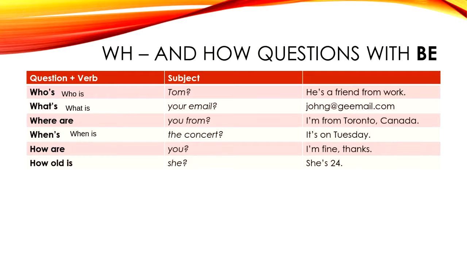So we have who, that is for people. What, that is for general things, objects, general information. We have where, that is for place. We have when, that is for time. And we have how, then in this case it's to ask for some information. Okay.